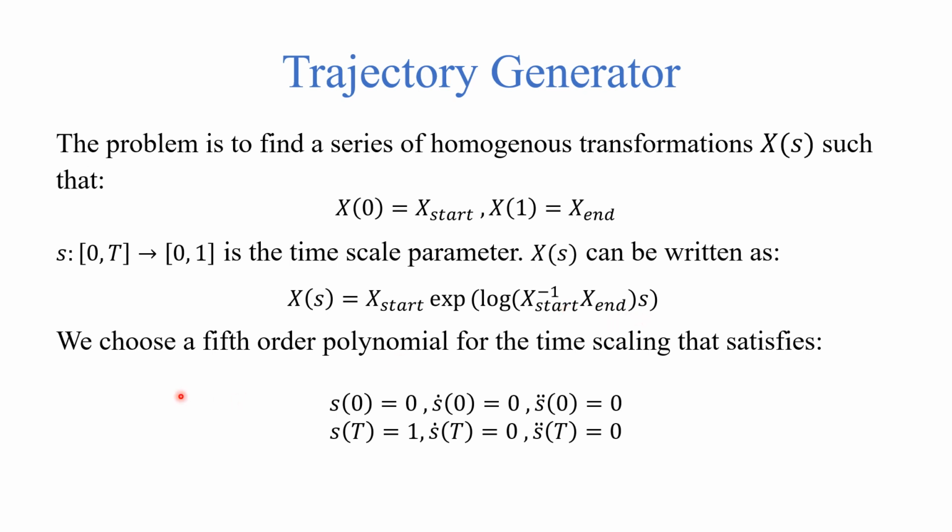Now s, which is the time scale parameter, is usually chosen as a polynomial, either third order or fifth order polynomial, or even higher degrees. In this case, we show a fifth order polynomial satisfying the following conditions: s(0) is equal to 0, s(T) is equal to 1, and the first and second derivatives at the endpoints are 0 to ensure smooth motion.